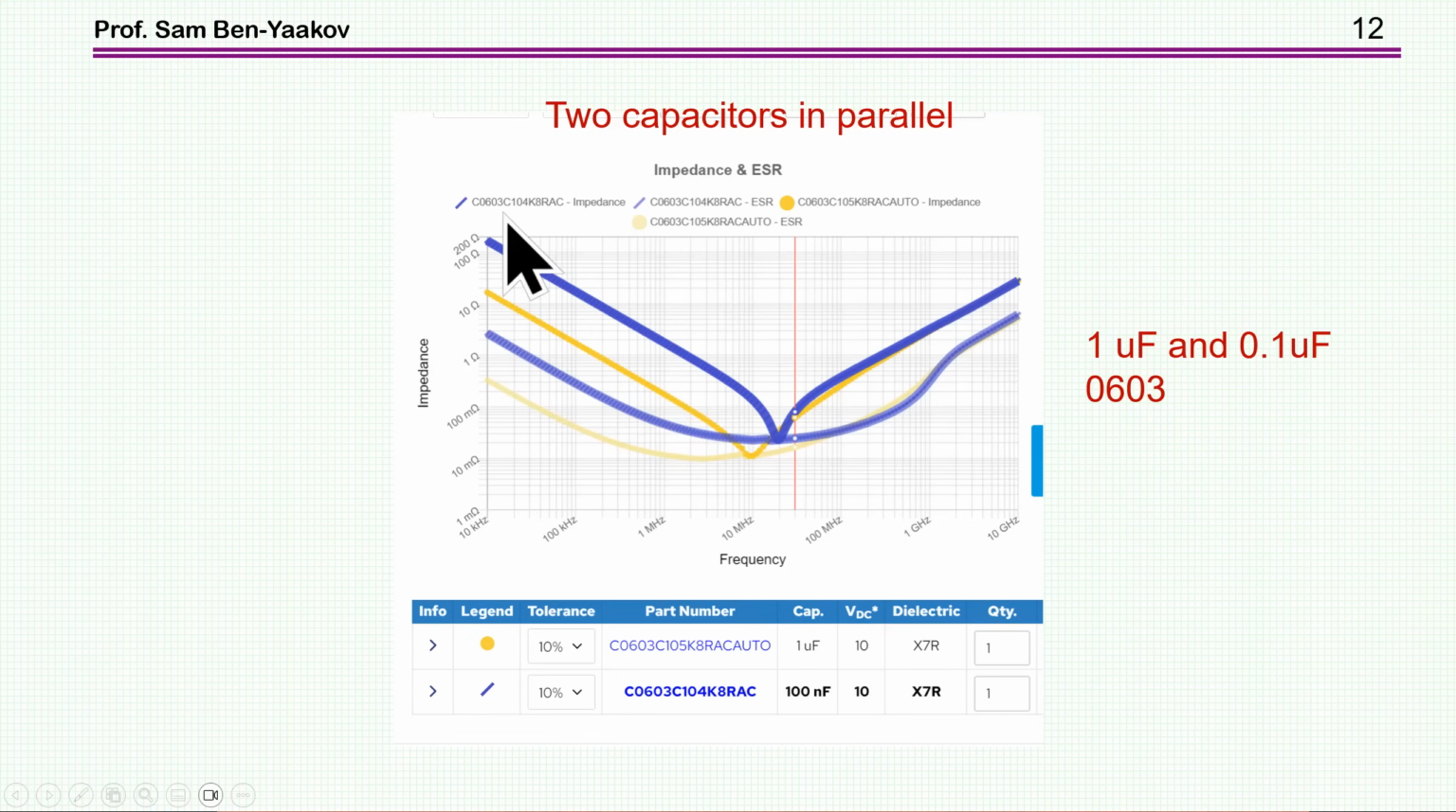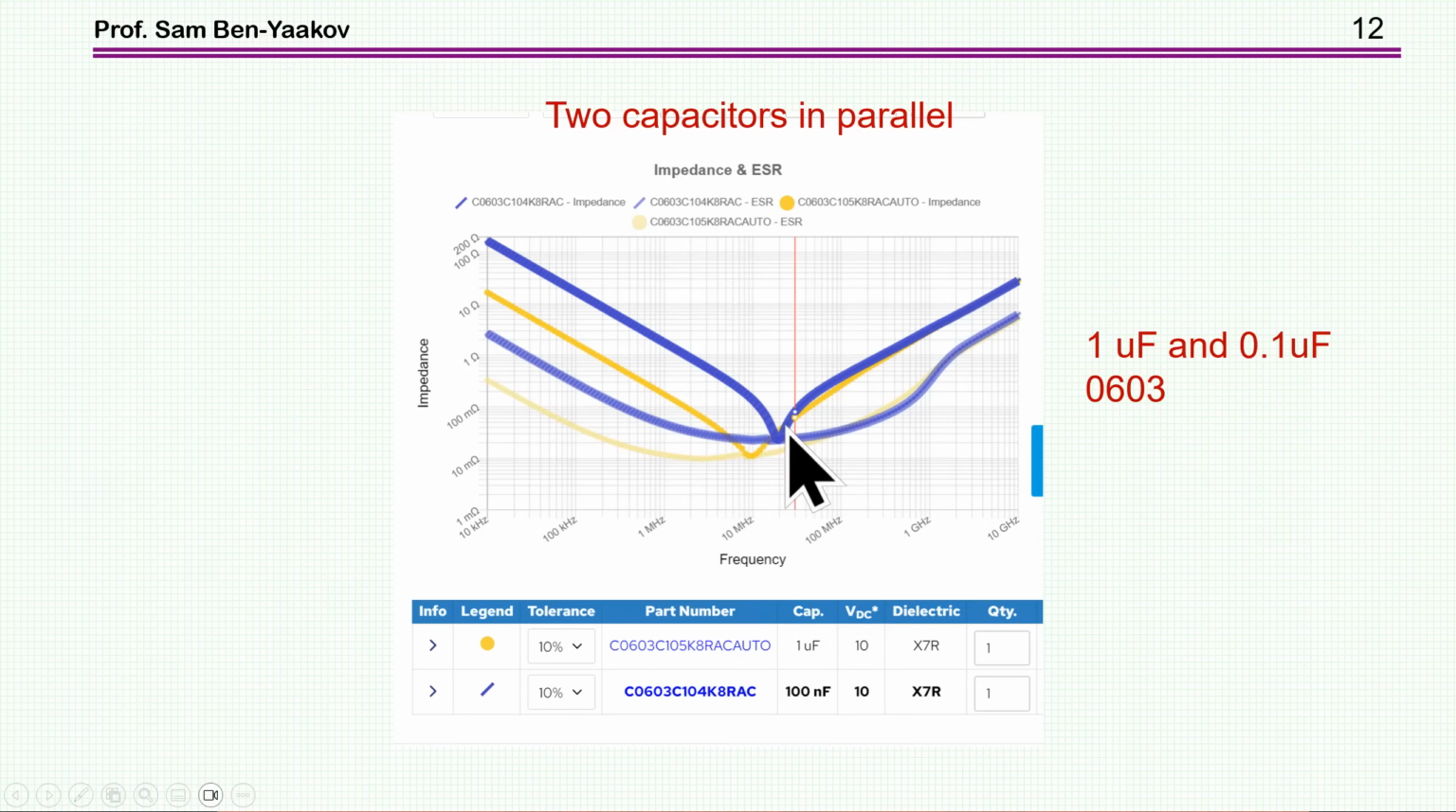This is the impedance of the 0.1. It's higher because it's a smaller capacitance. This is the 1 microfarad. It's lower. So here, no wonder. And then we have a resonance between the capacitance and the inductance in the two cases. The resonance of the larger capacitor is at a lower frequency.